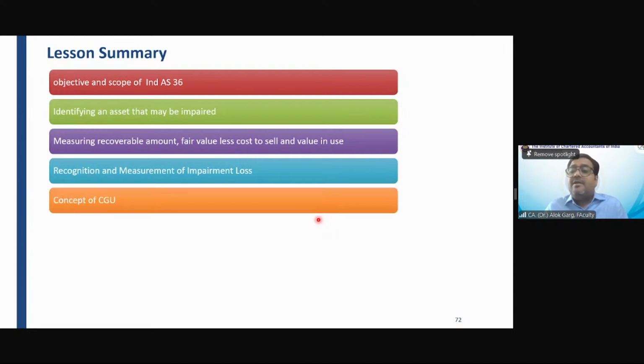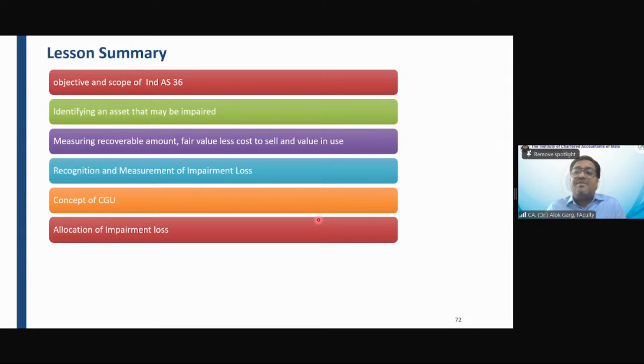Okay. The concept of CGU: if it is not possible to determine the recoverable value of an individual asset, then you need to go to CGU level. What is CGU? It's the smallest identifiable group of assets which can generate independent cash flow. If there is an impairment loss on the CGU, first you need to allocate the impairment loss to the extent of goodwill available. Second, the remaining impairment loss has to be allocated pro rata on the carrying value of the other assets.